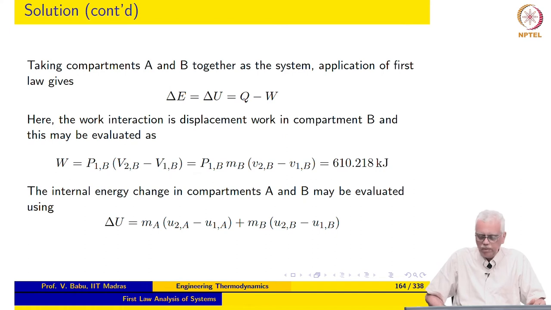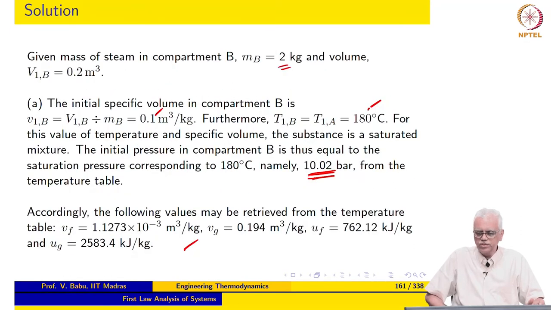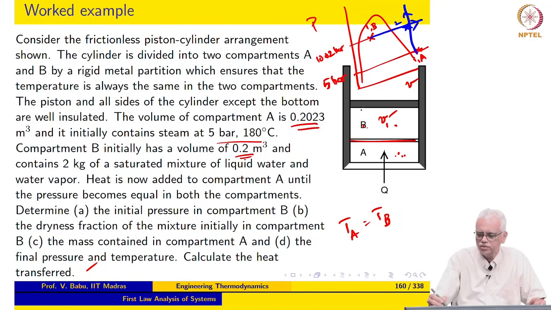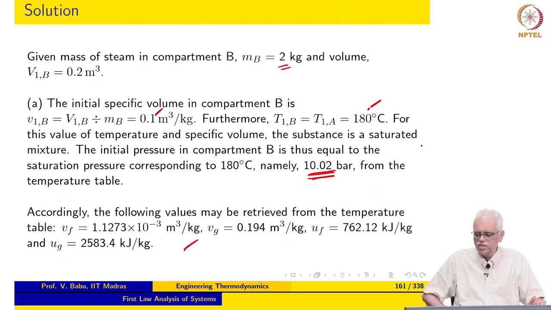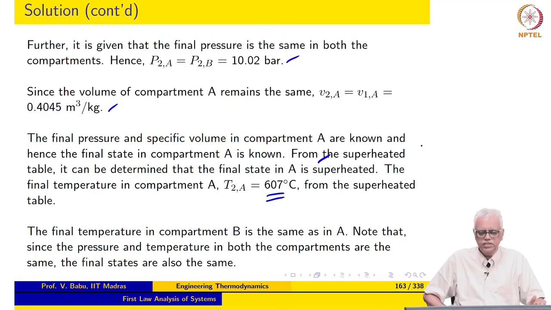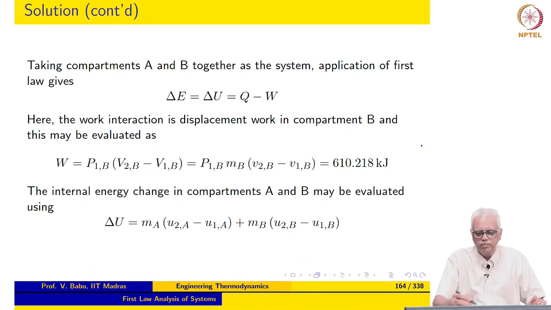Now, I take compartment A and B together as my system. So, we take this to be our system, and apply first law. Since the partition does not store any energy, I may write delta E equal to delta U, which is nothing but the internal energy of the working substance in A and B. There is no storage of internal energy in the partition and there is no KE and PE change also. So, delta E becomes equal to delta U equal to Q minus W.